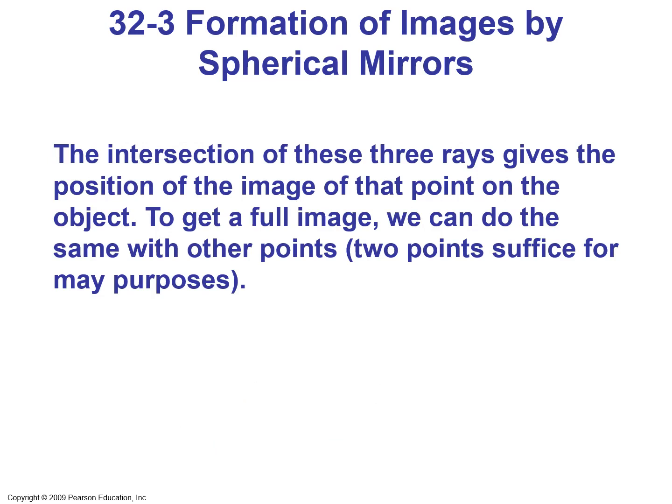The intersection of these 3 rays gives the position of the image of that point on the object. To get a full image, we can do the same with other points, and 2 points will suffice for our purposes.